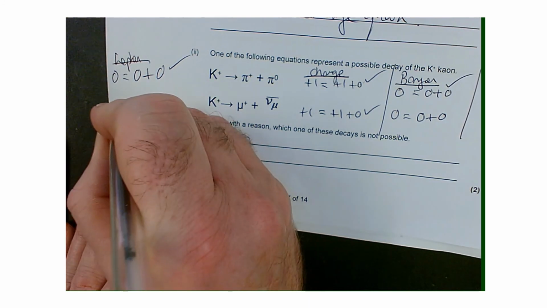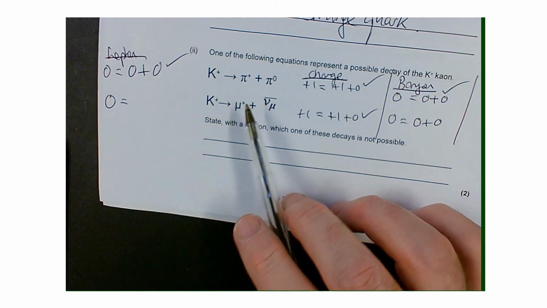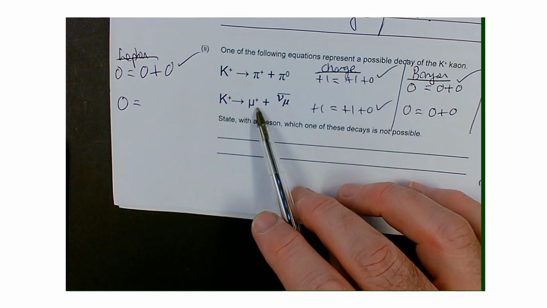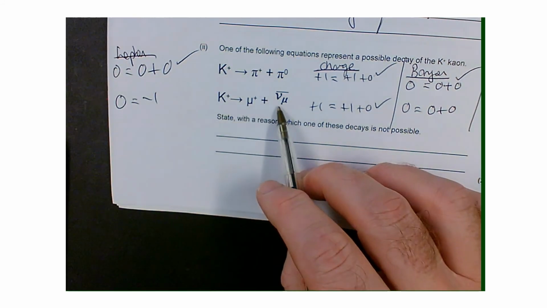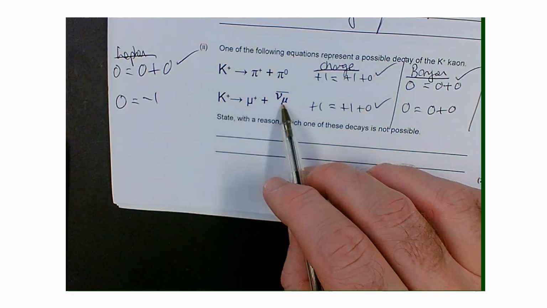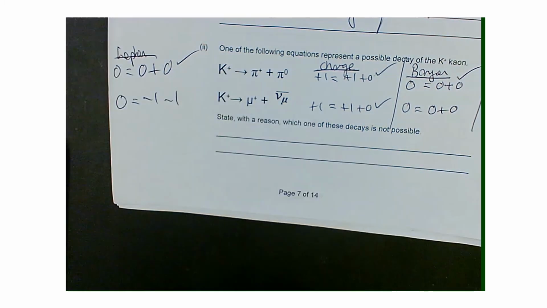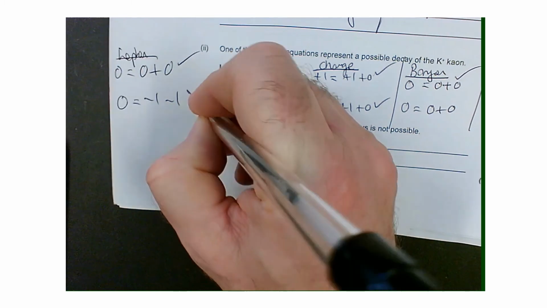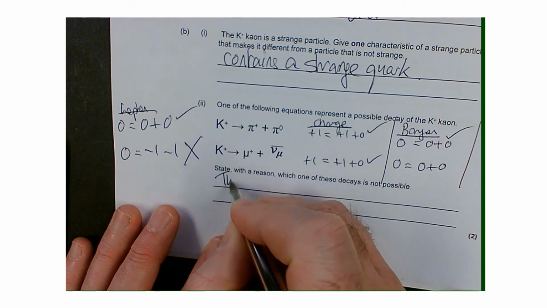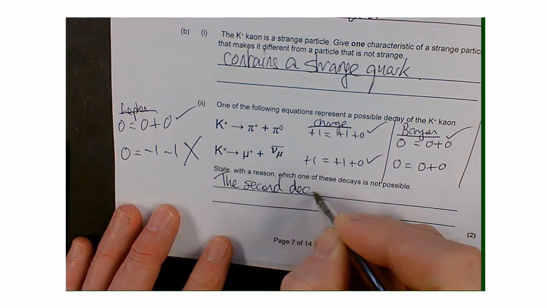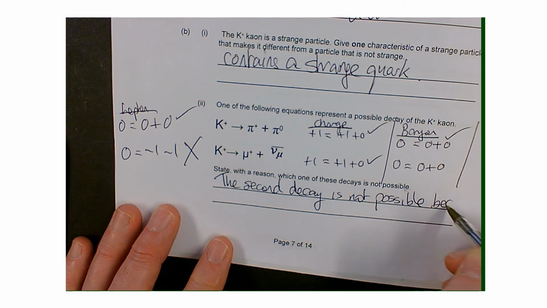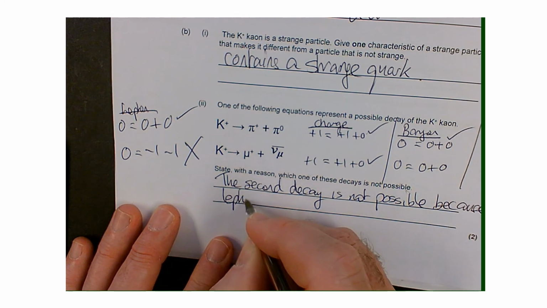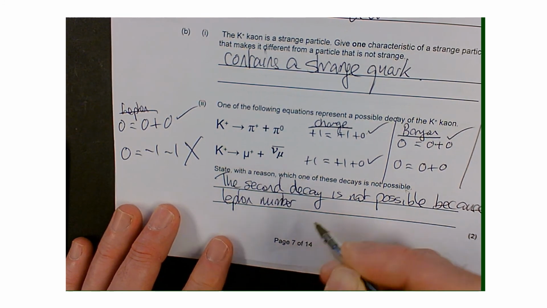Looking at the second one, I've got 0 is equal to, so Edwin, if you finish it off for us, we've got the anti-muon, what's its lepton number? -1. And I've got a muon anti-neutrino. It's got -1 as well. So is the lepton number conserved? No. Okay, so which decay is not possible? The second decay is not possible because the lepton number is not conserved.